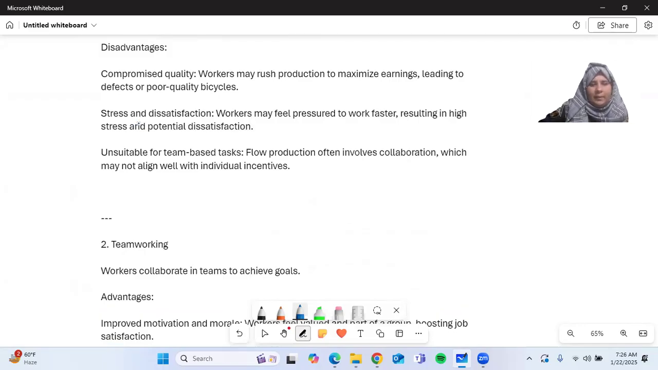What is the disadvantage? First of all, the compromised quality. So workers may rush production to maximize earnings, leading to defects and poor quality bicycles.